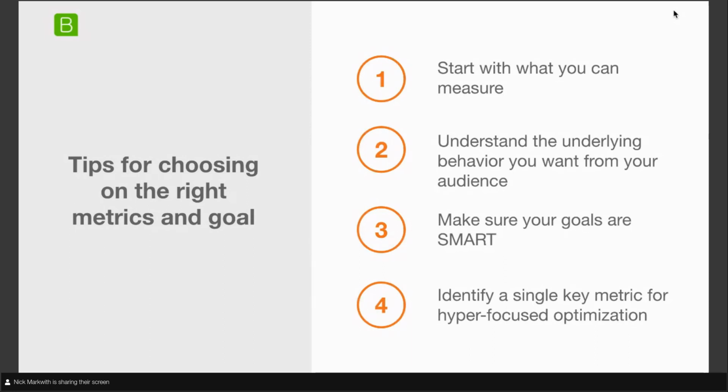And that's leading into my last tip, which is to identify a single key metric for hyper-focused optimization. It's really impossible to optimize content around multiple metrics. Content could have one purpose, could have multiple, but you also can't try and do too much with content. So while some content can acquire and convince professionals, that doesn't happen too often. And so you really need to understand what the goal of your content is.